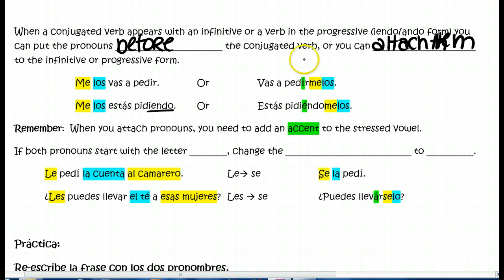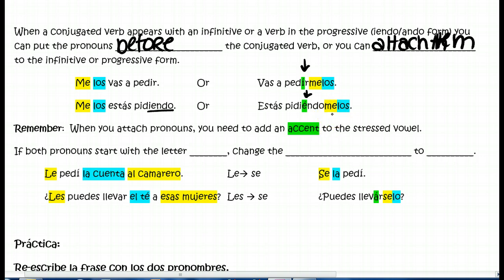Now notice in these two words where we attached our object pronouns, so remember that if you attach a pronoun to a word, you're going to need to add an accent mark to where the vowel was stressed. So whatever vowel was stressed when the word didn't have the pronouns is where you're going to keep the stress, so you need to use an accent mark to show that.